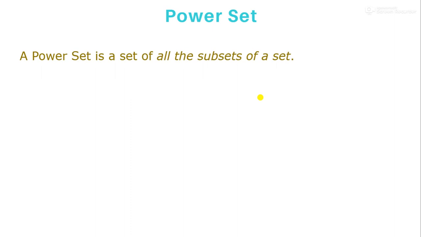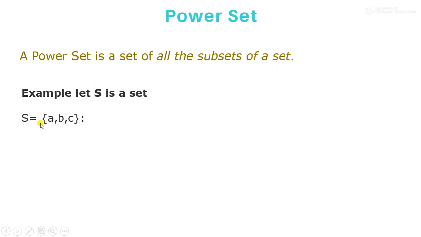which is a very important concept of subsets. The definition of power set is a set of all subsets of a set. So power set is nothing but the set of all the subsets of a set. I'm going to give you an example to clear this definition. For example, let S be a set, and S equals {A, B, C}. So in S we have three elements: A, B, C. We need to list out all the possible subsets of this set S. Power set is nothing but all the subsets of a set.